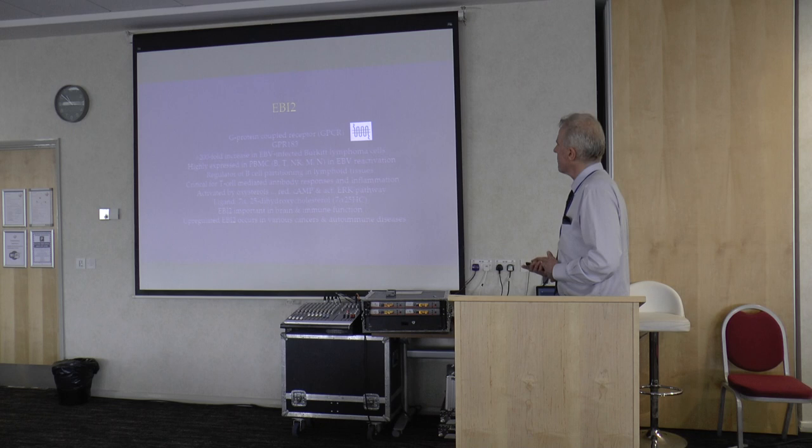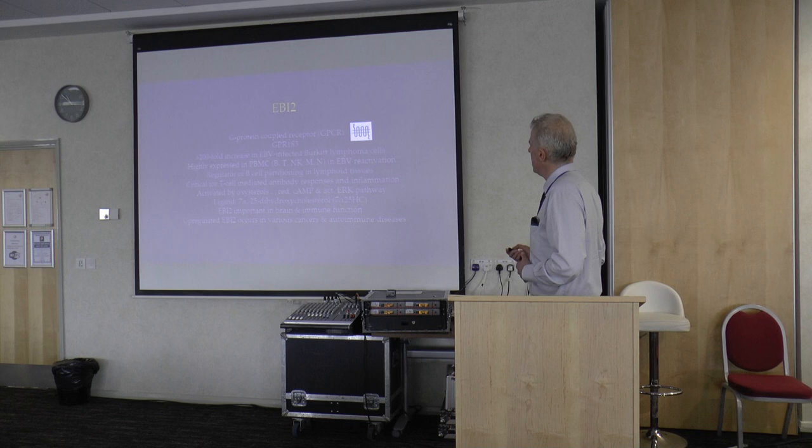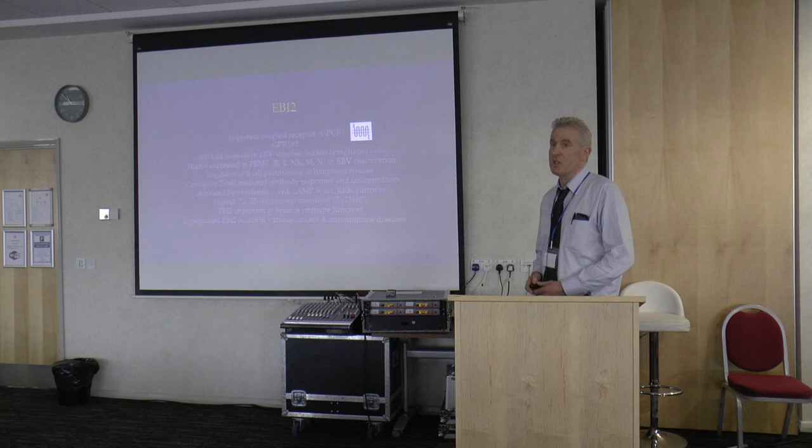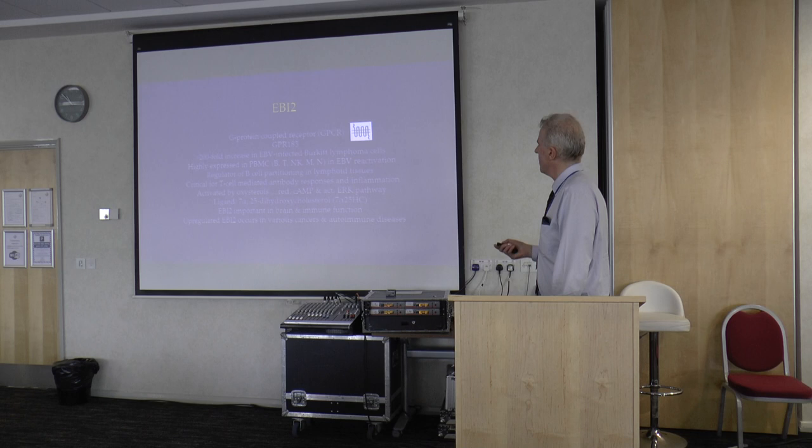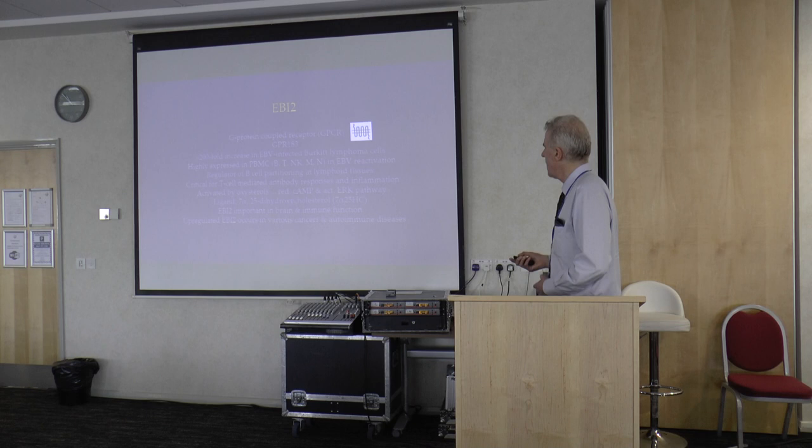So I hope you can make this out, but EBI2 is a human gene, a G protein coupled receptor, which is a transmembrane protein sitting in the cell membrane, also called GPR183. And at the time we published this, all that was known about it was that there was a greater than 200-fold increase in EBV-infected Burkitt lymphoma cells. It's subsequently been shown to be highly expressed in PBMC, B cells, T cells, NK cells, monocytes, and neutrophils during EBV reactivation. It's a regulator of B cell partitioning in lymphoid tissues, and I'll show you a bit more about that. It's critical for T cell mediated antibody responses and inflammation.